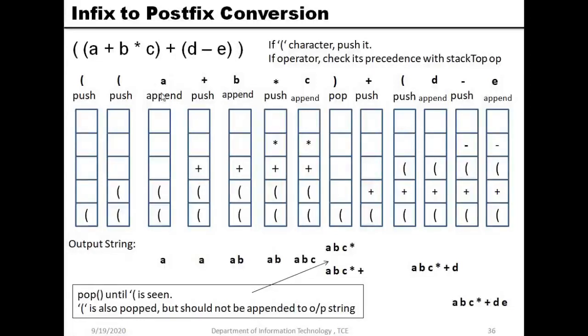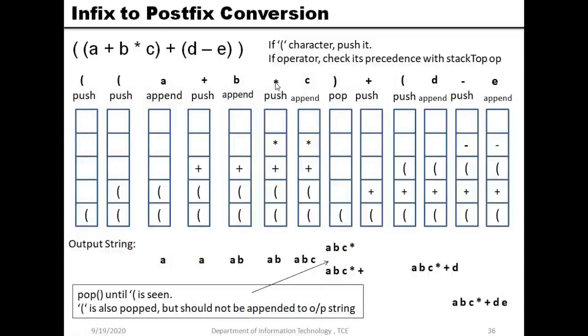In the next iteration, the character is A, it is of type operand, so it has to be appended to the output string. Then the character is plus, it has to be pushed, and the status of stack is like this. Then the next character is B, it has to be appended to the output string. The next character is star, it has to be pushed.